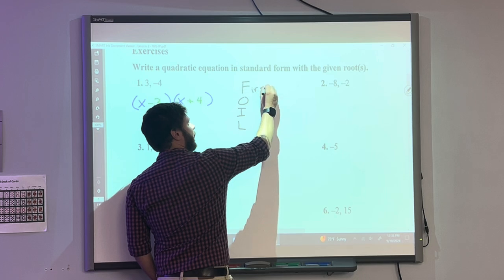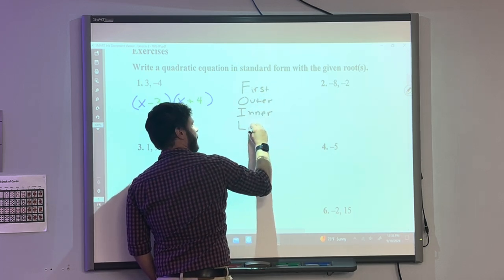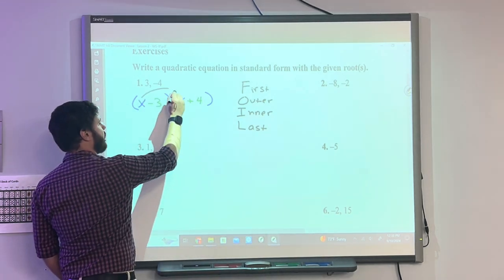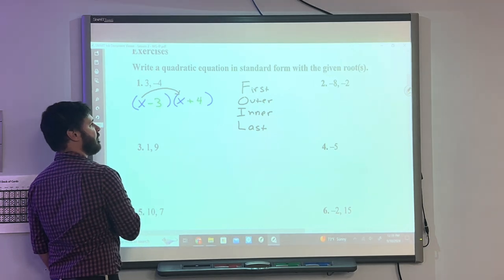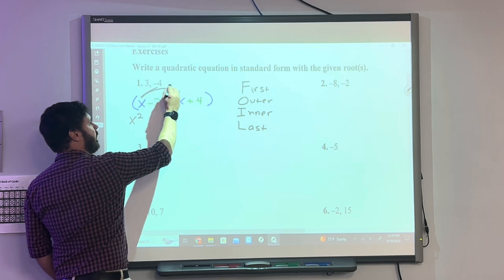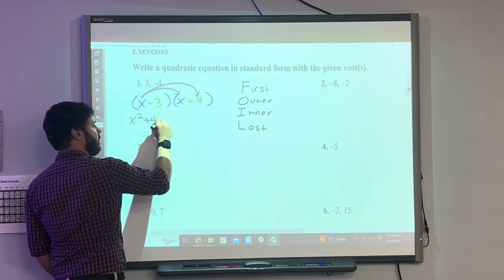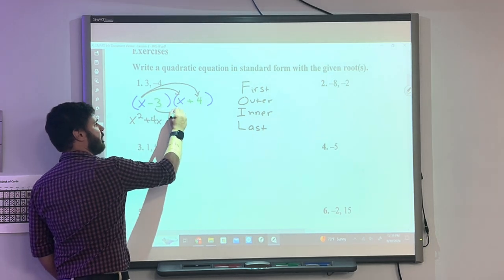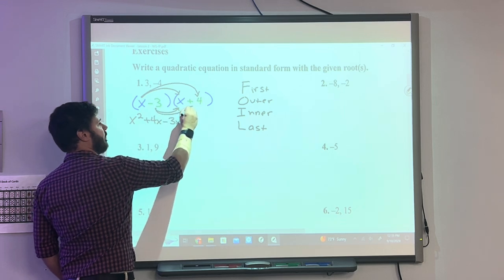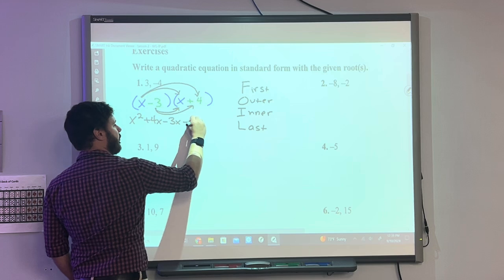First, outer, inner, last. What I mean by that is I'm going to take the first 2 things, multiply them against each other. X times x is x squared. I'm going to take the outer 2 things. An x with a 4 is a plus 4x. Take the inner 2 things, minus 3x, and the last 2 things. And that's going to be a negative times a positive, so a negative. 3 times 4 is 12.